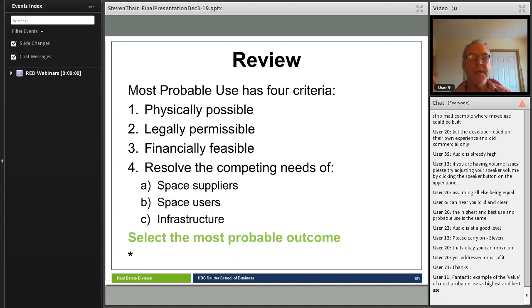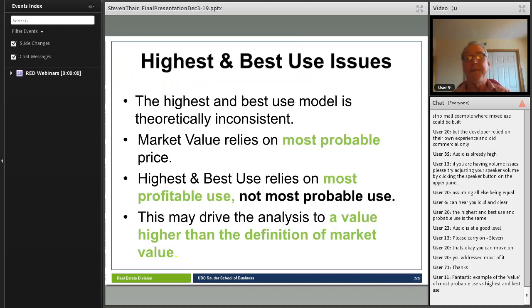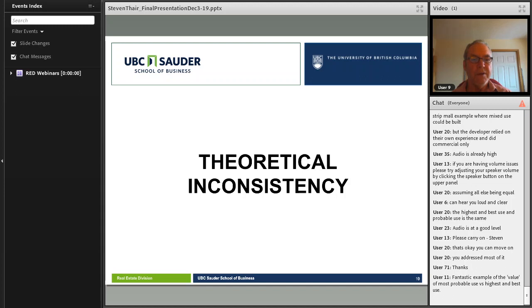One benefit remains for using most probable use, and that is, even when they are the same, that most probable use means exactly what the words say. That's the most probable use. And highest and best use, as we're going to get into a little bit later, we don't really know what that is. But before we get there, we're going to move on to another issue, theoretical inconsistency.